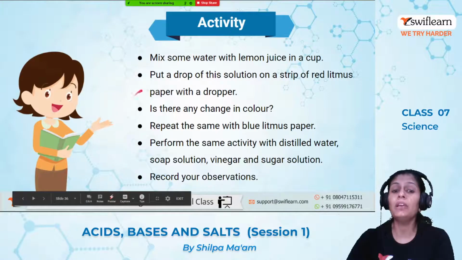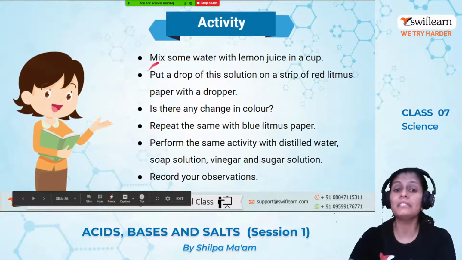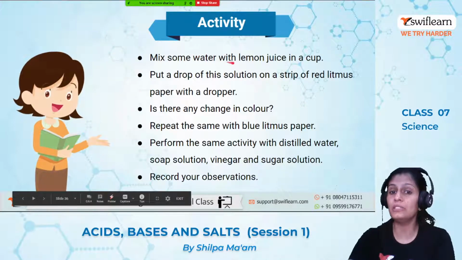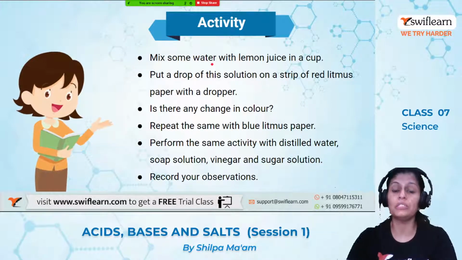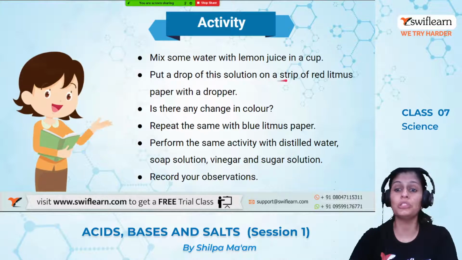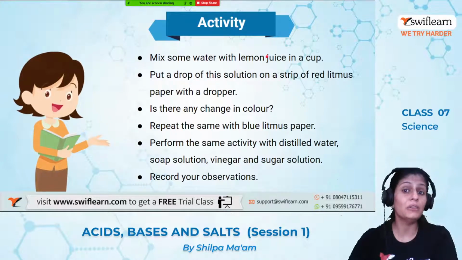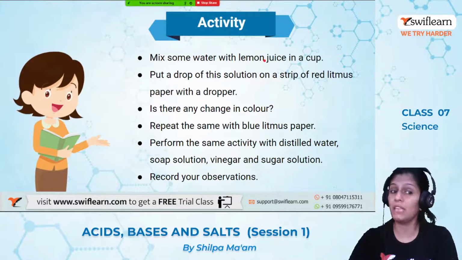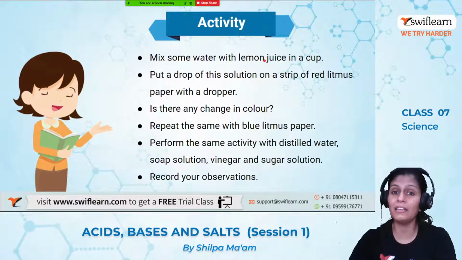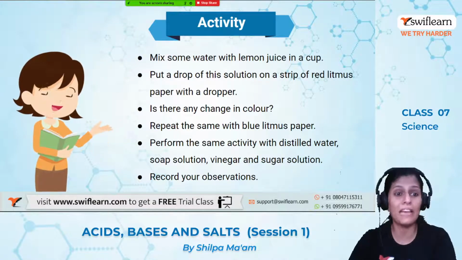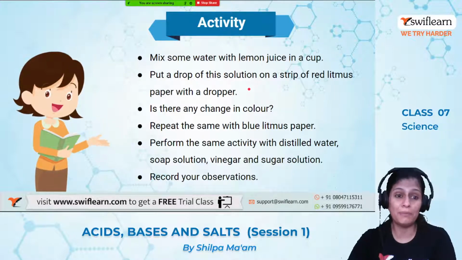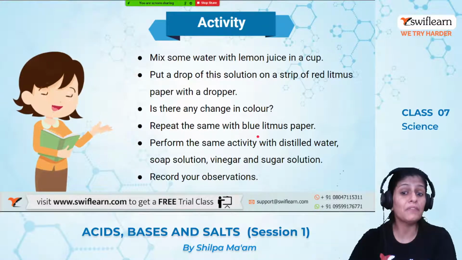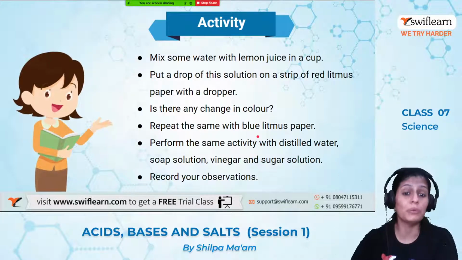Now, how can we do this? In this activity, we just put lemon juice with water. We are making a solution of lemon juice in a cup, and we are putting this solution on a strip of red litmus paper. Now this lemon juice is tasting what? It is sour in taste. Because it is sour in taste, we know that it is acidic in nature. Now if we put it on the red litmus paper, what will happen? Is there any change in the color? Repeat the same with the blue litmus paper. Then what is going to happen?